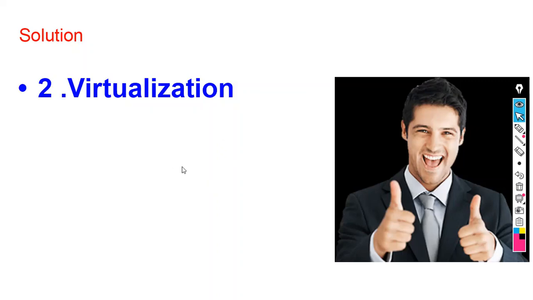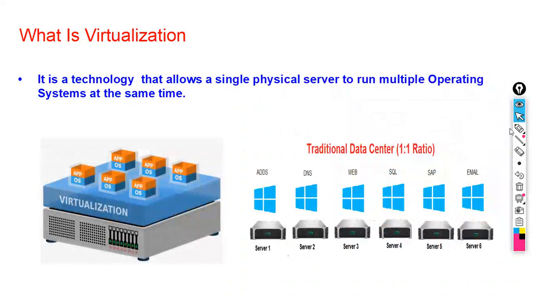Okay, so virtualization is the solution. So guys, let us try to understand what virtualization is. Virtualization is a technology that allows a single physical server to run multiple operating systems at the same time. In the traditional way, you take the physical server and you can run only one operating system at the same time. Then you install the application on top of this operating system.